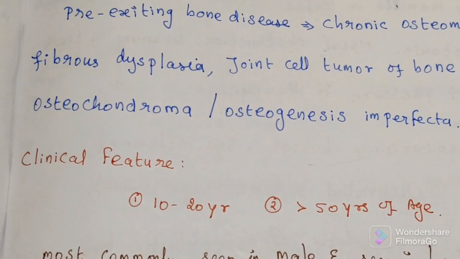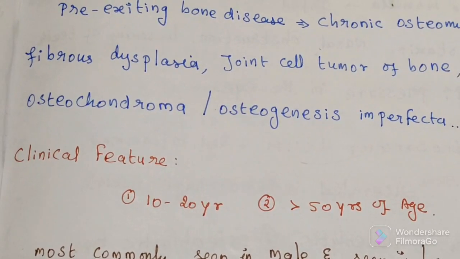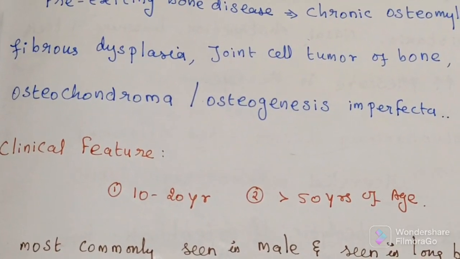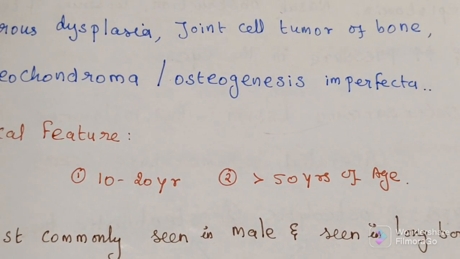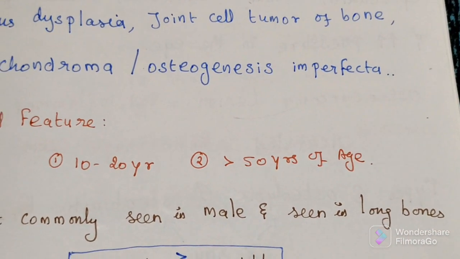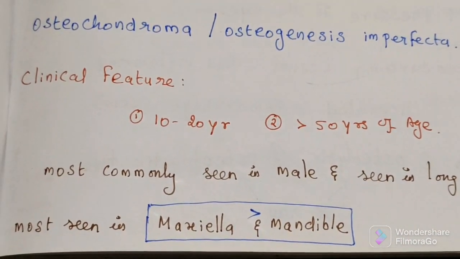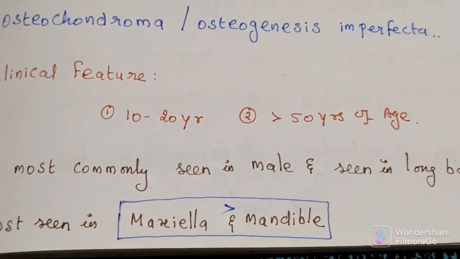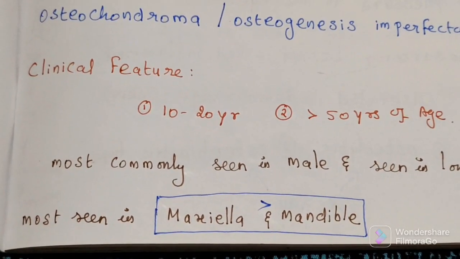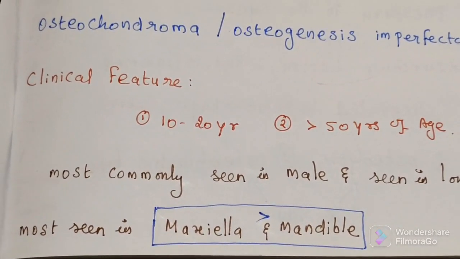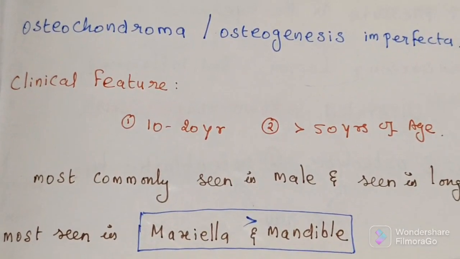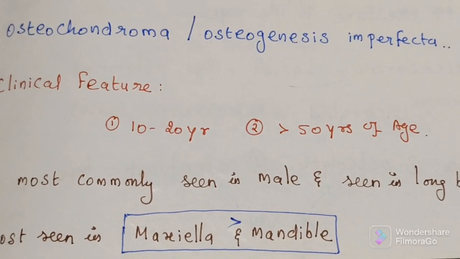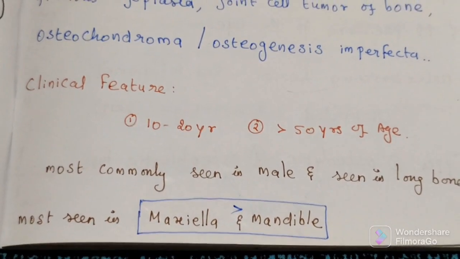So the clinical features: its distribution is seen in 2 decades. First one is 10 to 20 years. Another one is more than 50 years. Most commonly seen in males, and most common in long bones. But this osteosarcoma is also seen in the jaws, and comparing maxilla to mandible, it is found in the maxilla in higher amount.